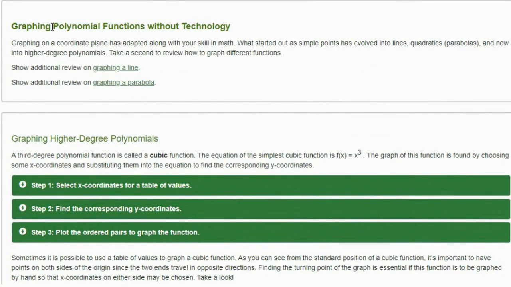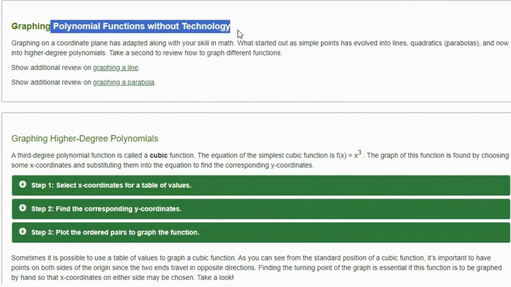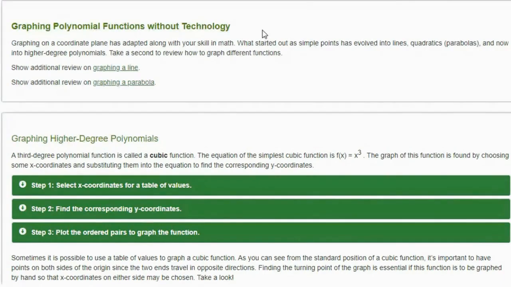So graphing polynomial functions without technology. Like, whoo, why would we do that? Well, it's good to know. Graphing on a coordinate plane adapts along with your skill in math. When you first start graphing, you just graph points. Graph the point 4, 1 on this XY table, right? You would go find where x equaled 4 and where y equaled 1, and you'd put a little dot there. And that evolved into eventually graphing lines, connecting points.